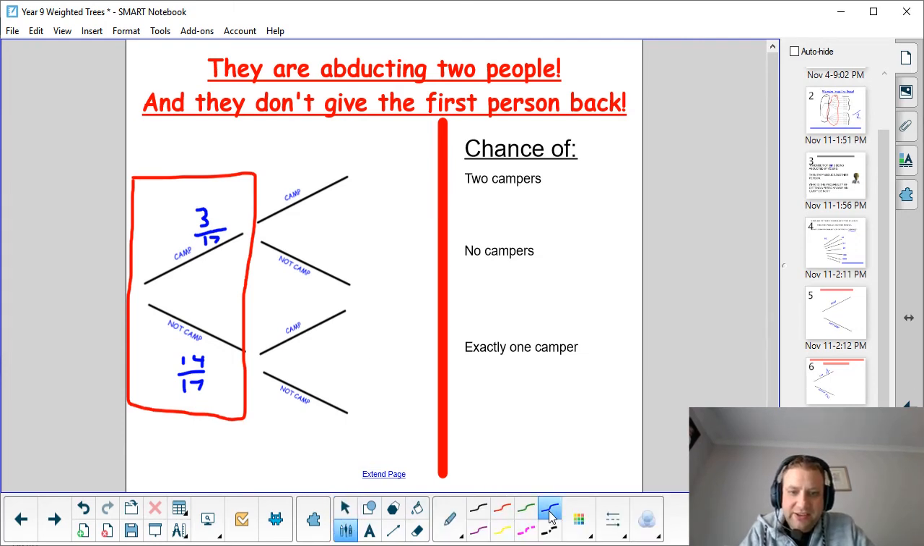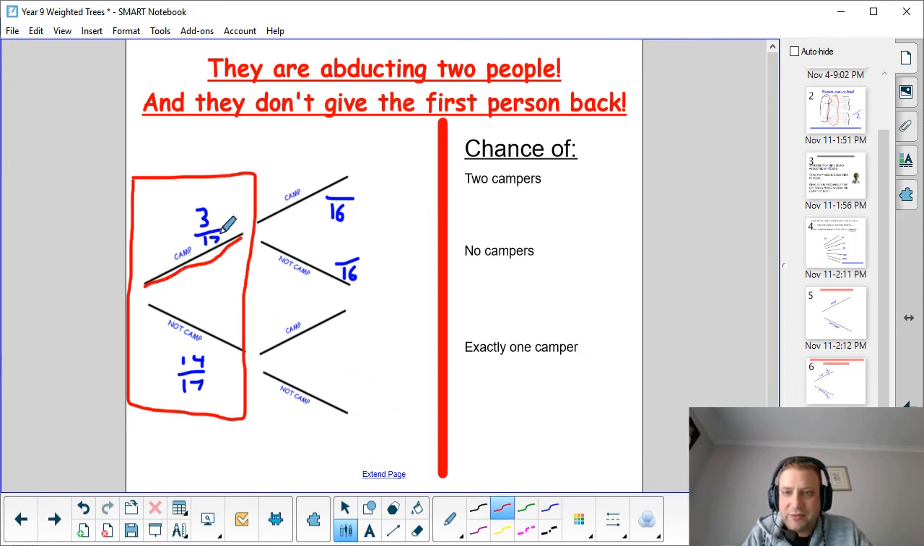But it's going to change because you have to imagine that someone's gone now from our group, right? So our chances aren't out of 17 anymore. They're going to be out of 16, right? That's the new probability. That's the new number on the bottom because one of these 17 people is gone. There are 16 left.